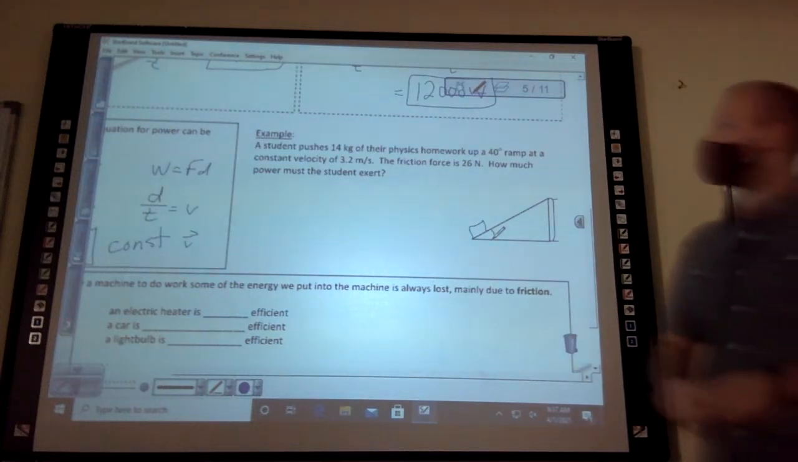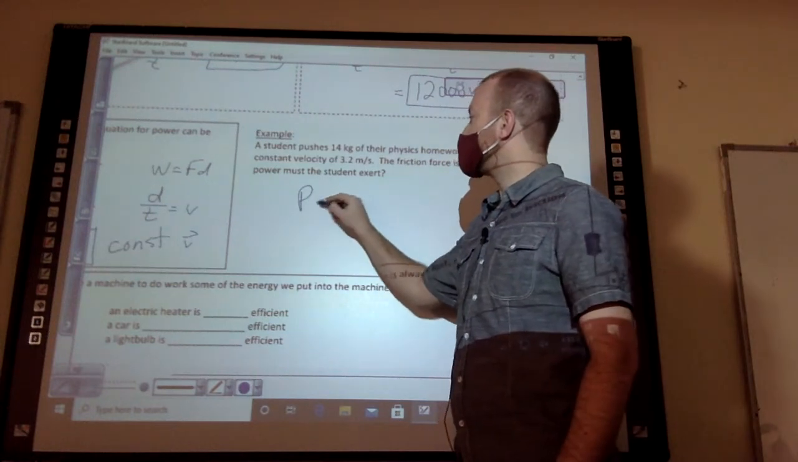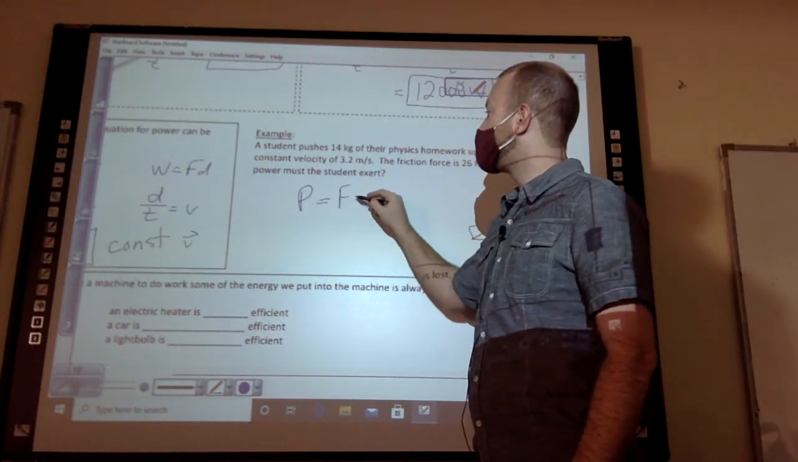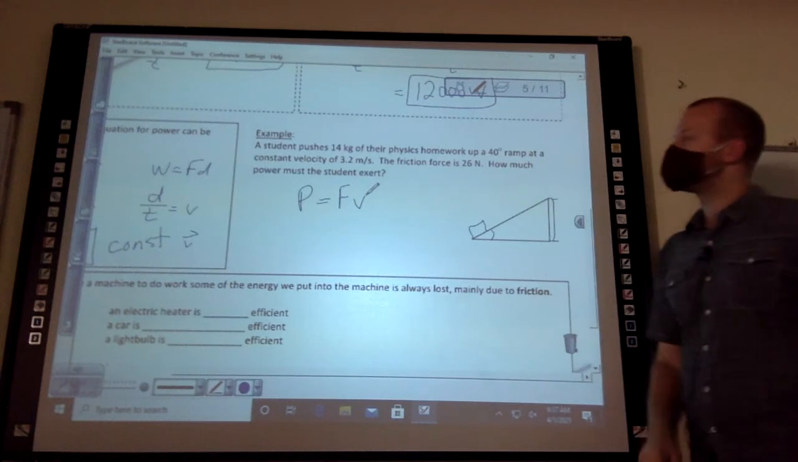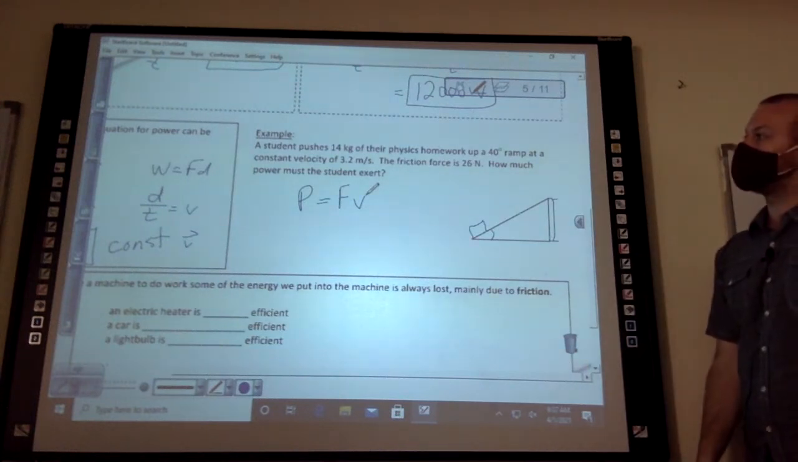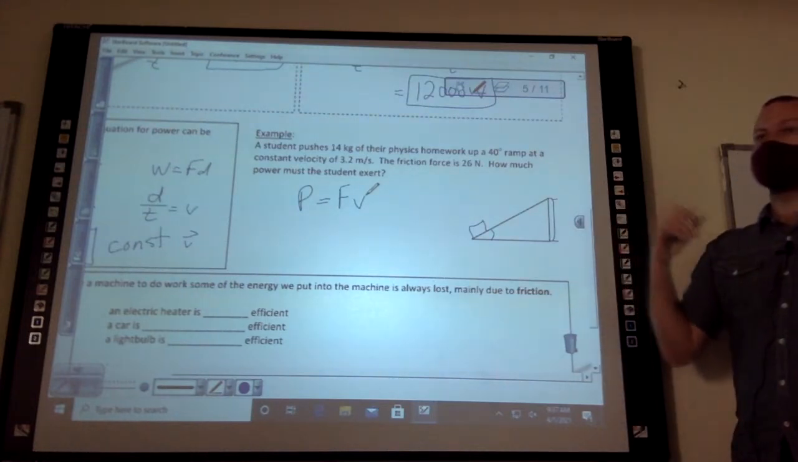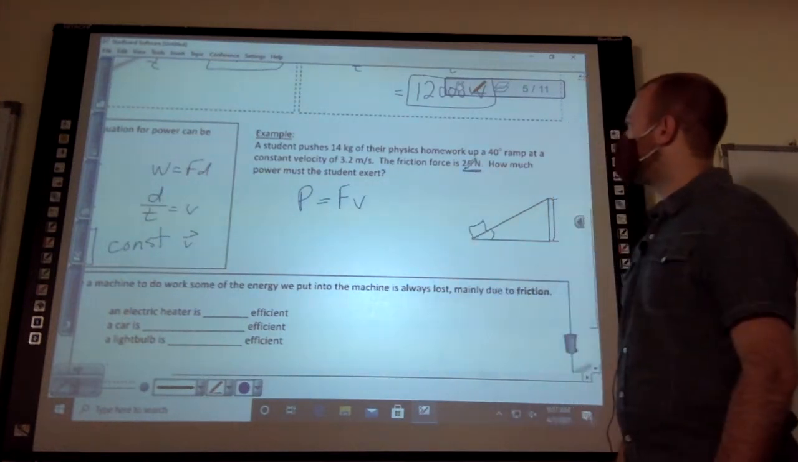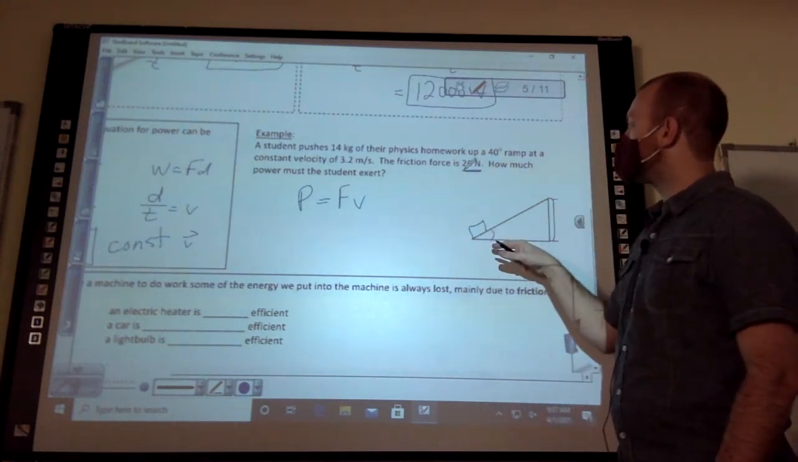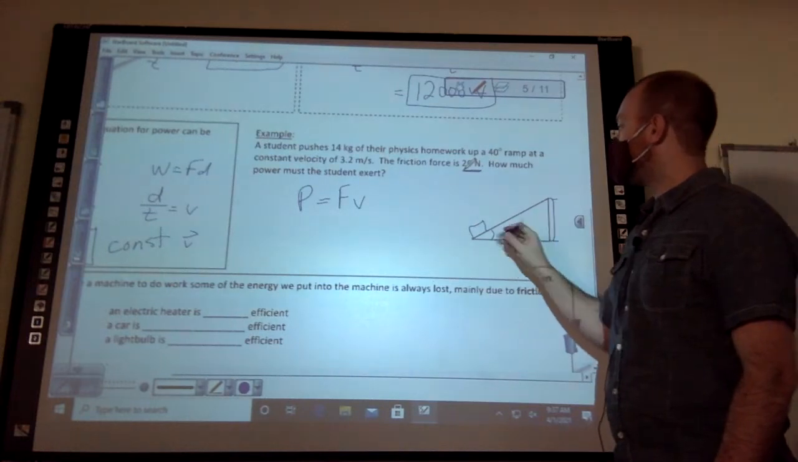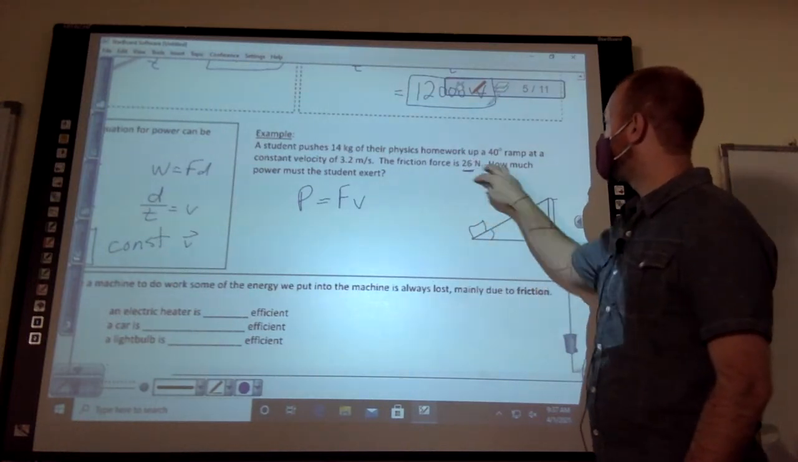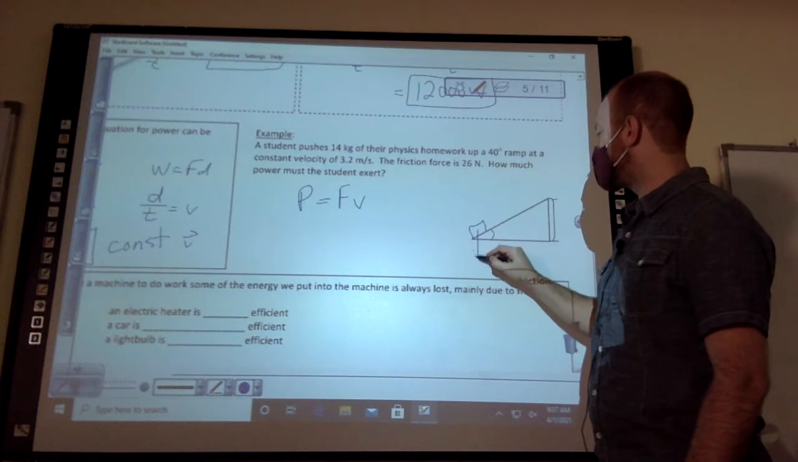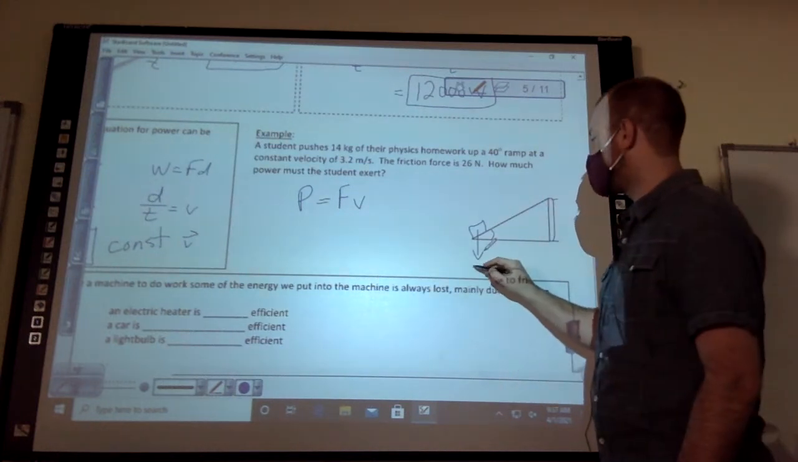But with our power equation, because it says constant velocity, we can do force times velocity. Since it's constant velocity, my forces balance out. So therefore my force is just force of friction. I also have to do, this is more complicated than I thought. This one's not completed on my notes, so you want to write this one down.